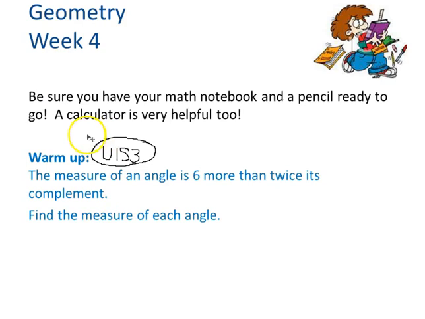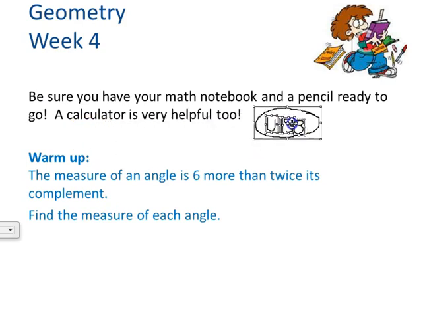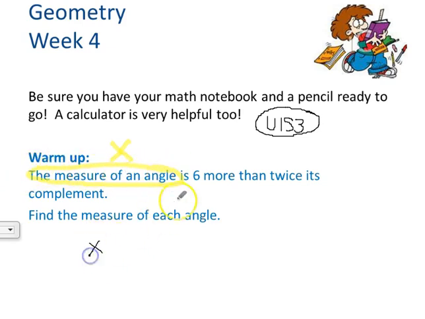All right, so first and foremost, what I like to do is set my variable. The measure of an angle, we don't know what that measurement is, so I'm just going to say x is going to represent that unknown measurement. So I'm going to start to write my equation. Here it says the measure of an angle, that's our unknown, x. I see the keyword "is." In math, that always tells me equals.